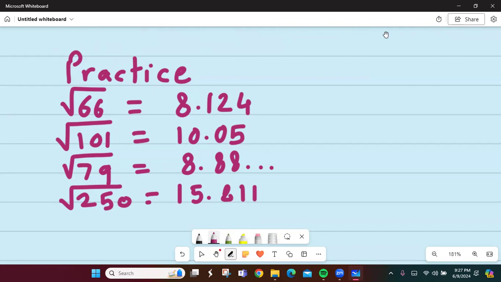If you have already done the method of division for finding the square root, you can see this is much easier than that method.